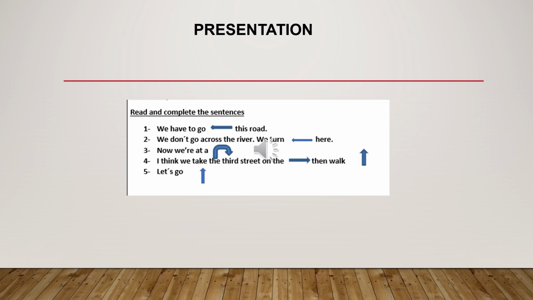Now, for the next activity, the students are going to read and complete the sentences. For example, according to the picture, they have to choose and complete the correct direction. We have to go left, right, turn left, turn right, in a corner, up, down, whatever is in the picture.